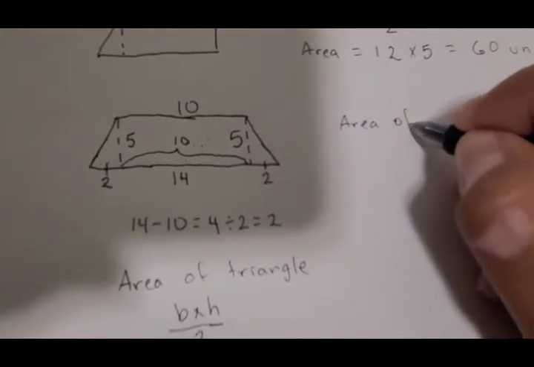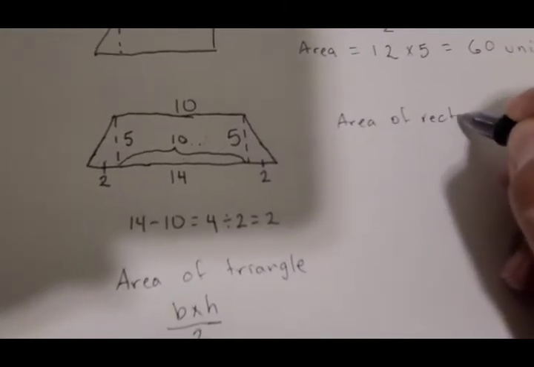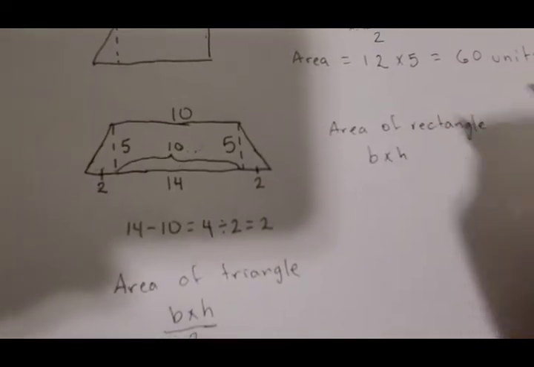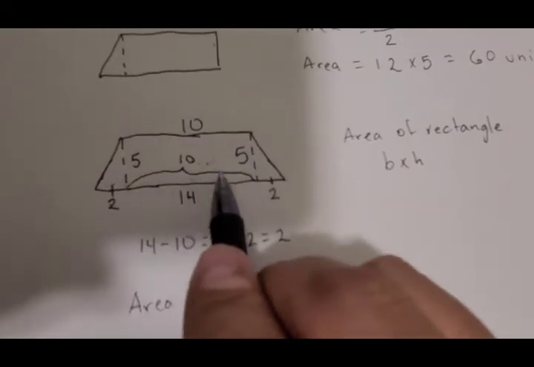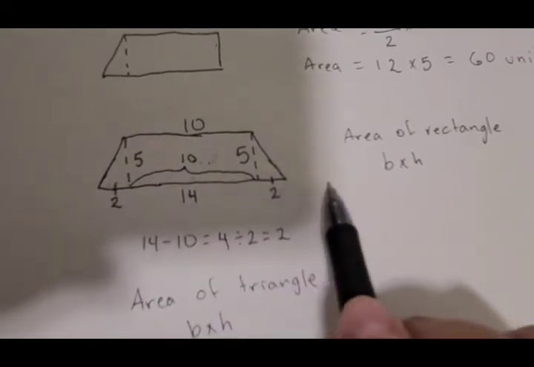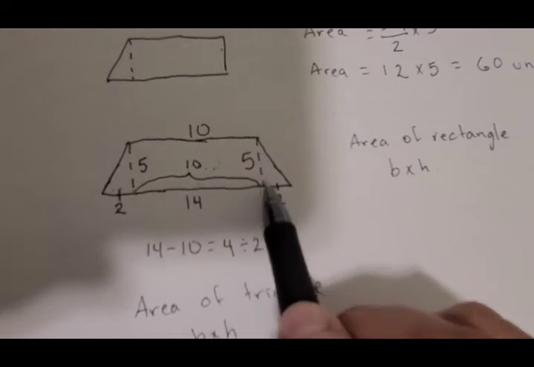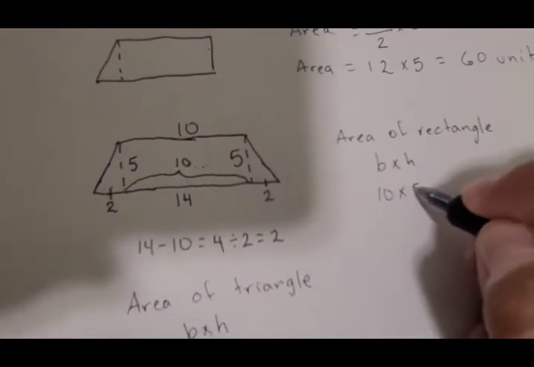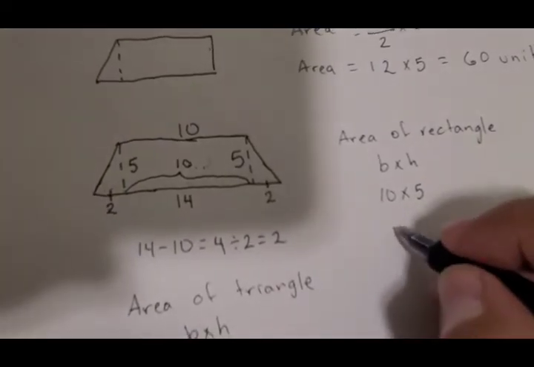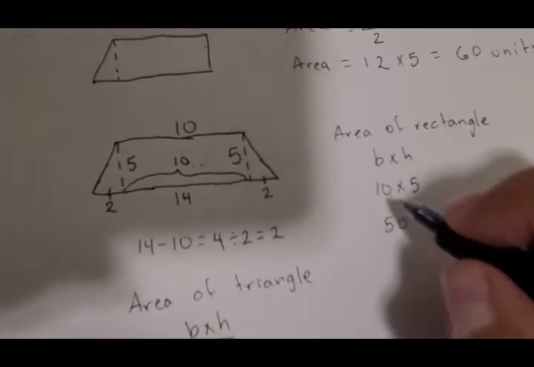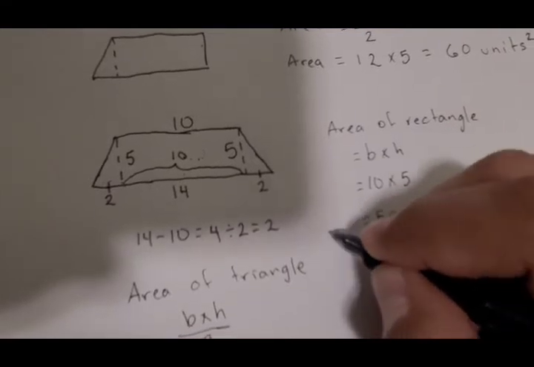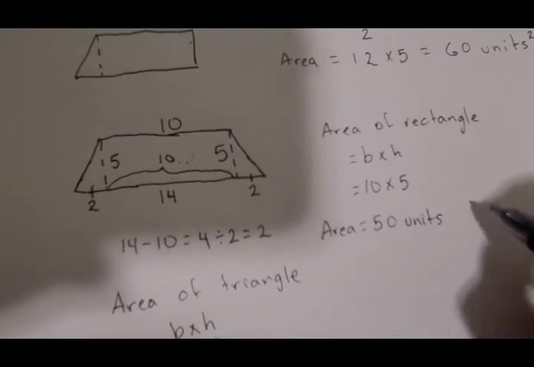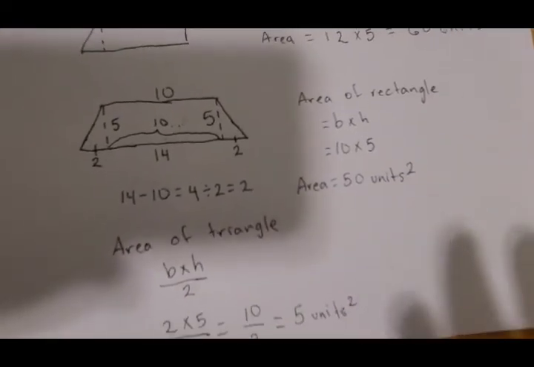Now, the area of the rectangle is base times height. The base is 10. Remember, it's not 14. 14 is for the whole thing. It's only this piece in between, which is 10 times our height of 5. 10 times 5 equals 50. So our area equals 50 units square.